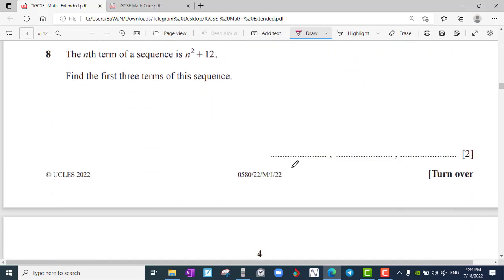Question 8. The nth term of a sequence is n squared plus 12. Find the first 3 terms of this sequence. Okay, for term 1, we replace n by 1. We replace n by 2 to find term 2, and we replace n by 3 to find the third term. If we write 1 in place of n, 1 squared is 1 plus 12 is 13. If we write 2 in place of n, it will be 2 squared, 4 plus 12, 16. And if we write 3 in place of n, 3 squared is 9, 9 plus 12 is 21.